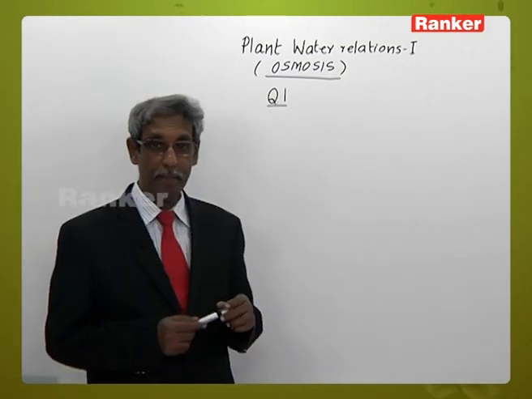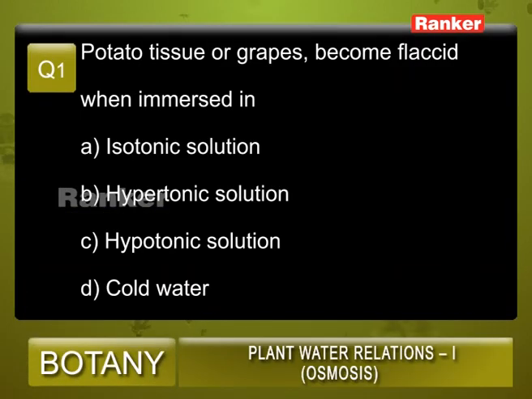Go to question number 1. Potato tissue or grapes become flaccid when immersed in: A. Isotonic solution, B. Hypertonic solution, C. Hypertonic solution, D. Cold water.